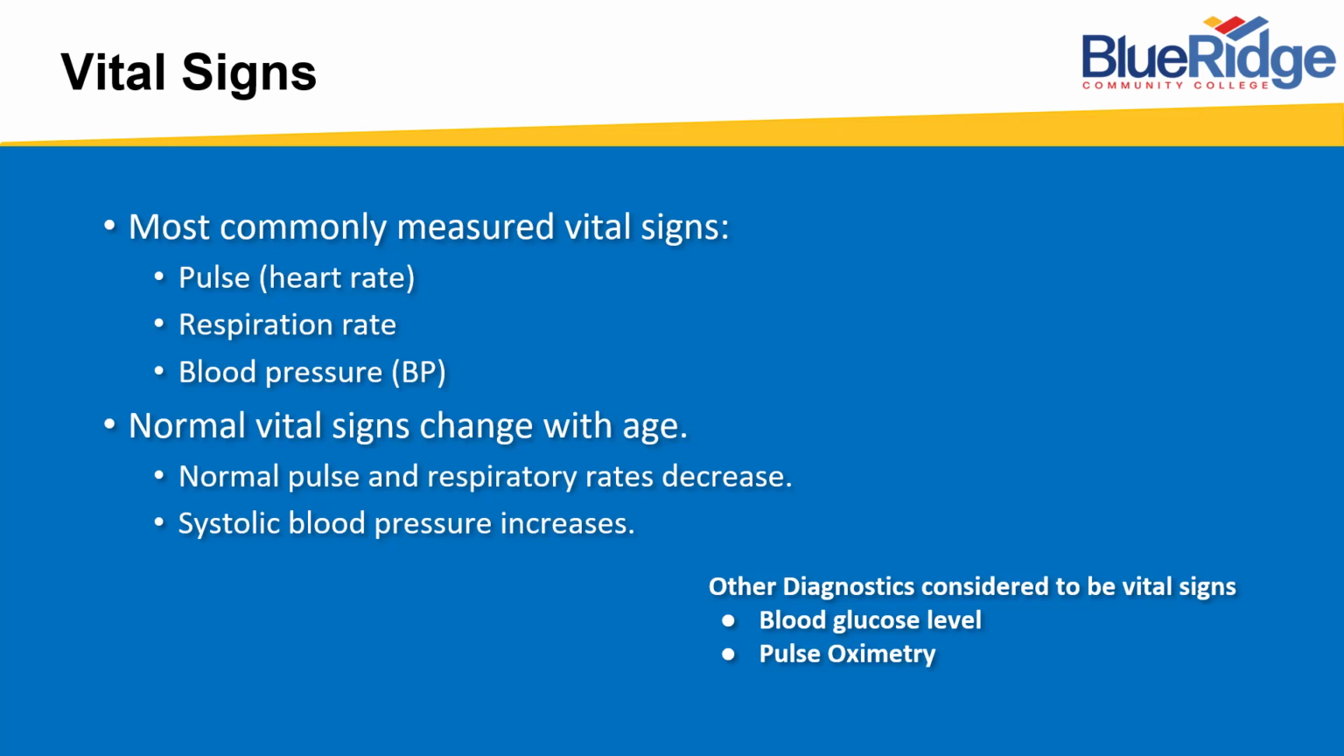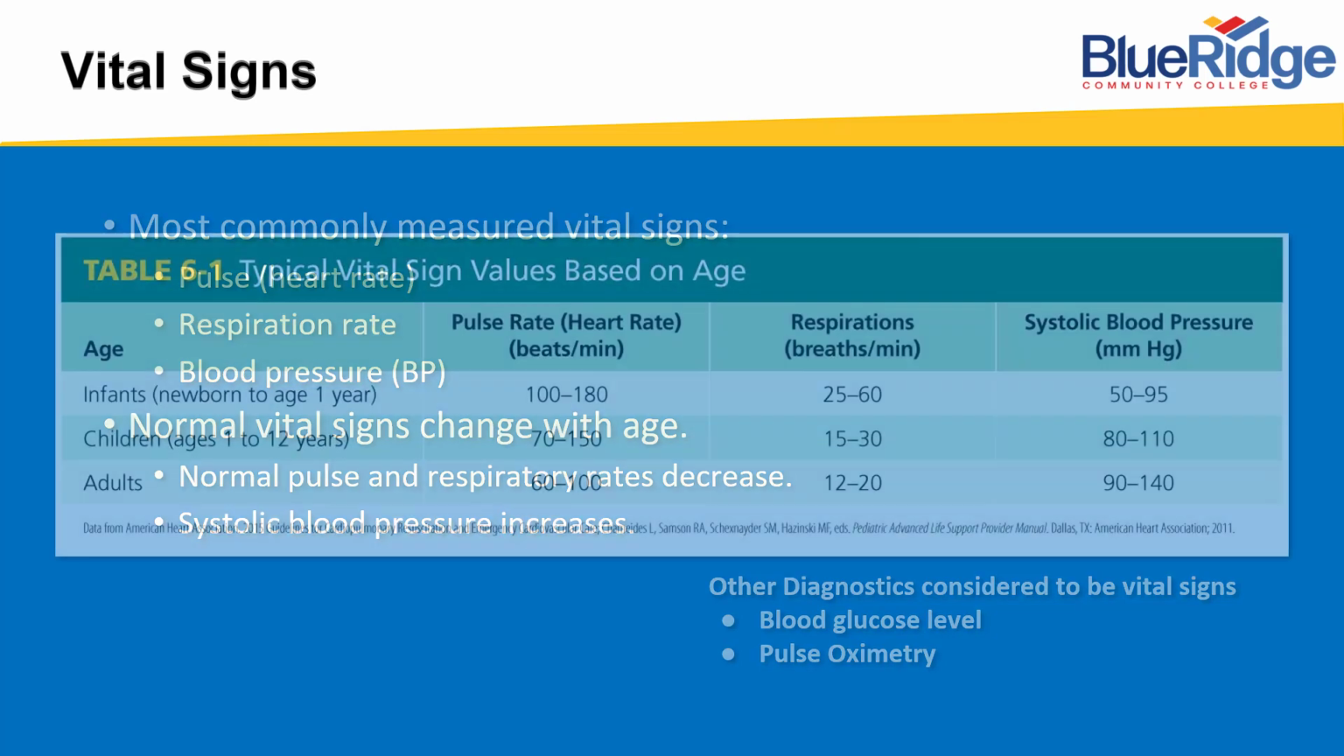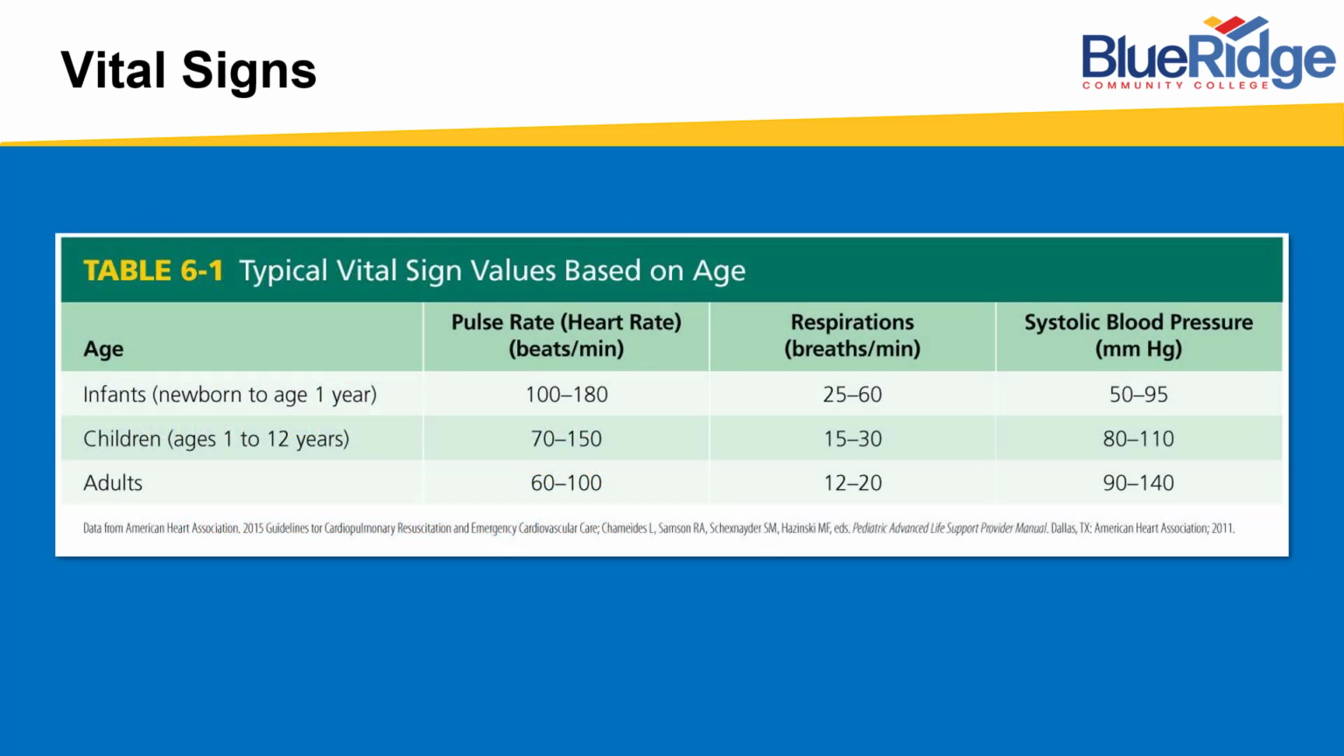Normal pulse and respiration rates decrease while your systolic blood pressure increases. You have some other diagnostics considered to be vital signs. You have your blood glucose level and your pulse oximetry level, or your O2 saturation, oxygen saturation. Here is a chart of typical vital sign values based on age.